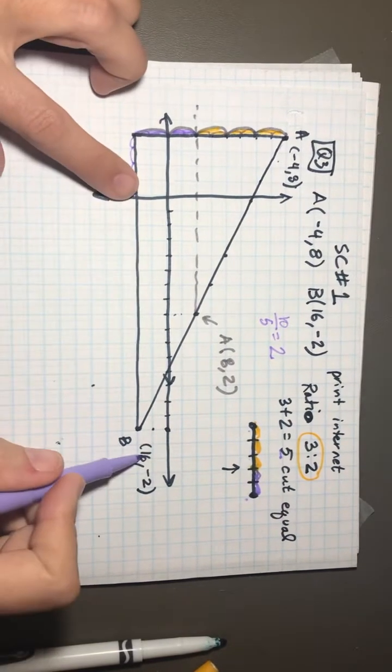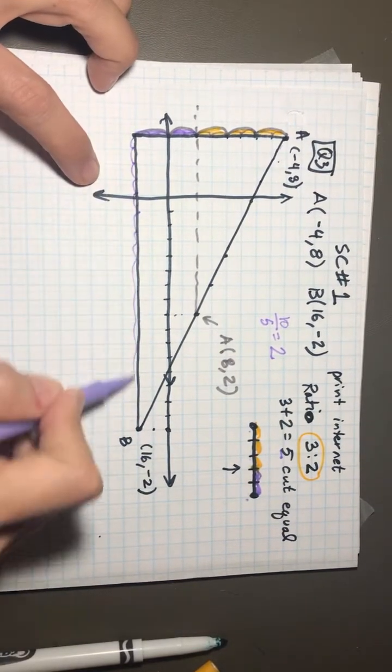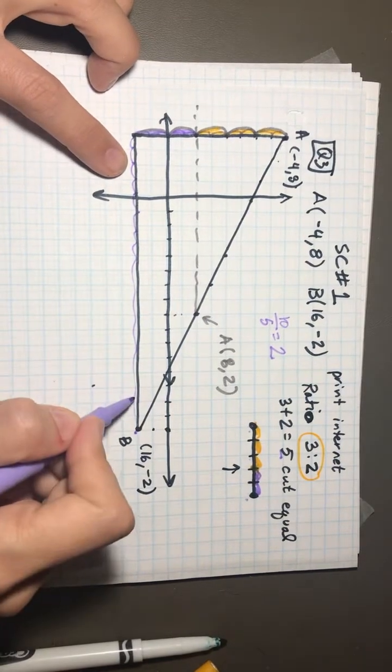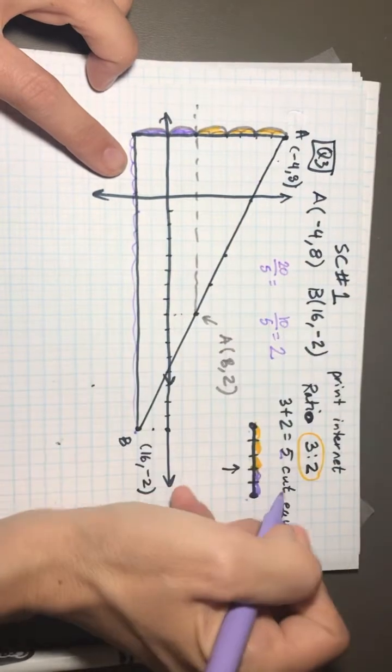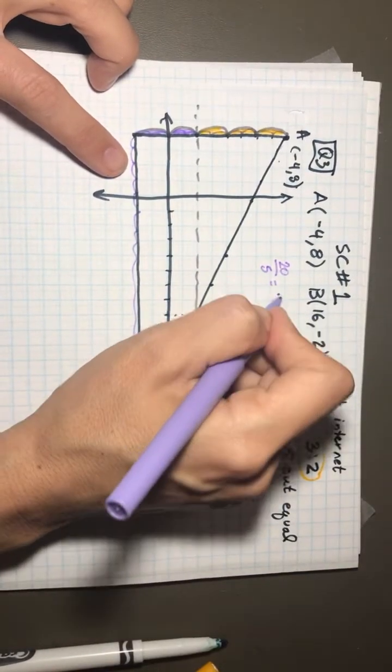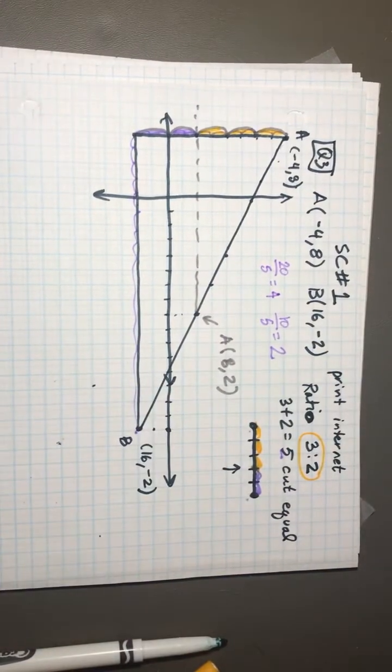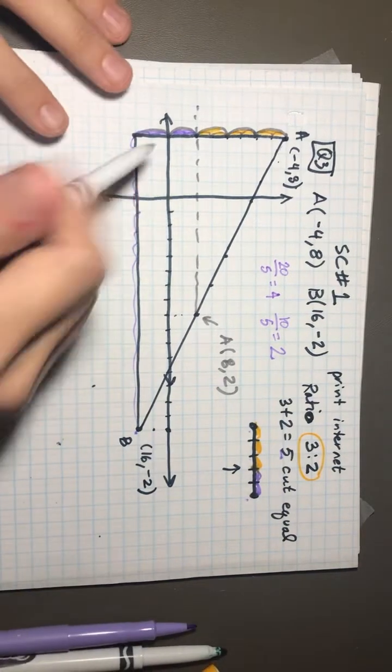And then we know this is 16. So if I count the whole thing there, we have 20. And it's pretty easy to cut 20 into 5 equal pieces. That would be 4. Okay. So I need to go 4 at a time.